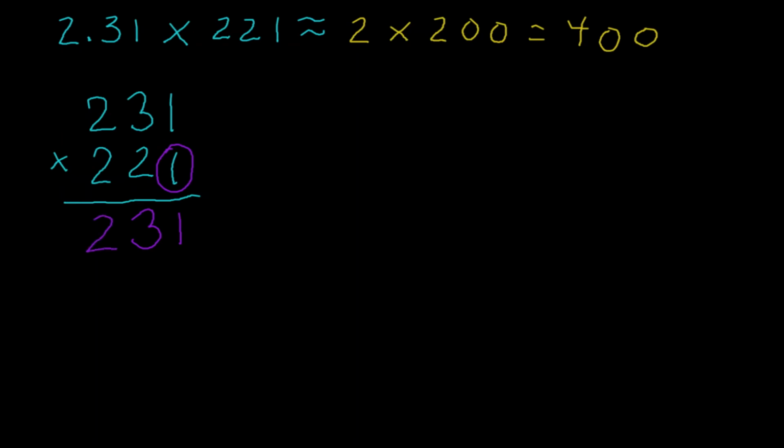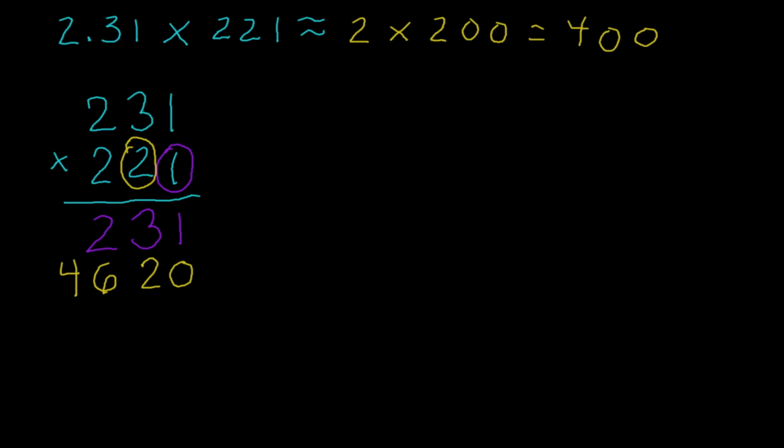Now I'm going to move on to my next part of this factor. And that would be a 2 in the tens place. So I have 20 times 1, that gives me 2 tens, 0 ones. 20 times 30 gives me 600. So I place my 6 in the hundreds place. 20 times 200, well, that gives me 4,000. Place a 4 in the thousands place.